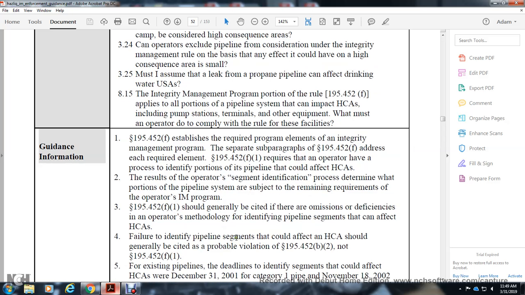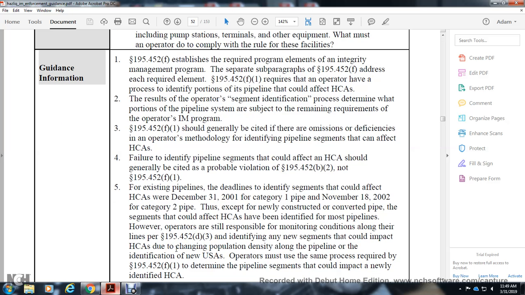that can affect a high consequence area. 4. The failure to identify pipeline segments that can affect a high consequence area should generally be cited as a probable violation of 195.452(b)(2) or 195.452(f)(1) for existing pipeline. The deadline to identify segments that could affect a high consequence area was December 31st, 2001 for Category 1 pipe and November 18, 2002 for Category 2 pipe, except for newly constructed or converted pipe with segments that could affect a high consequence area that have been identified on this pipeline. However, the operator is still responsible for monitoring conditions along their line per 195.452(d)(3), identifying new segments that can impact a high consequence area due to changes in population density along the pipeline, with the identification of the new high consequence area.